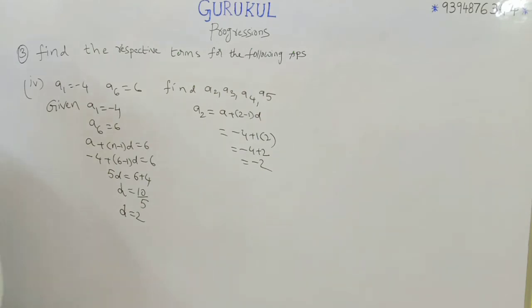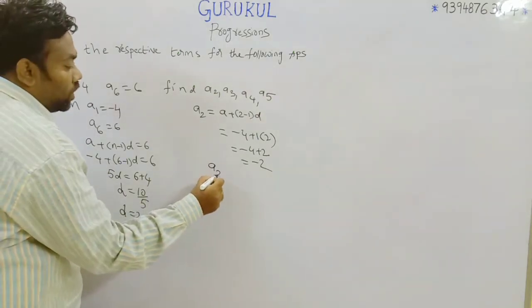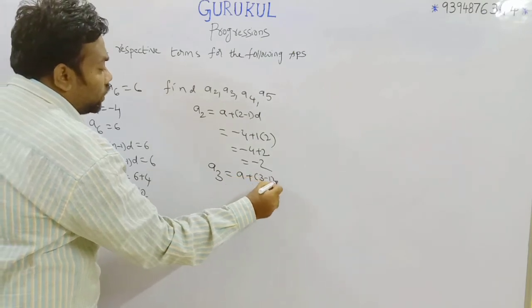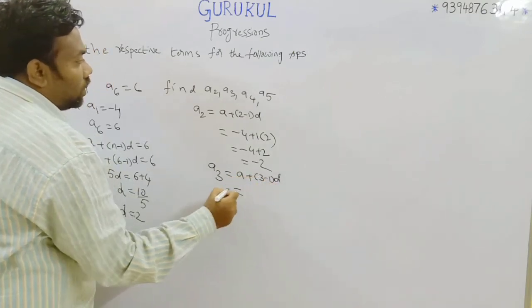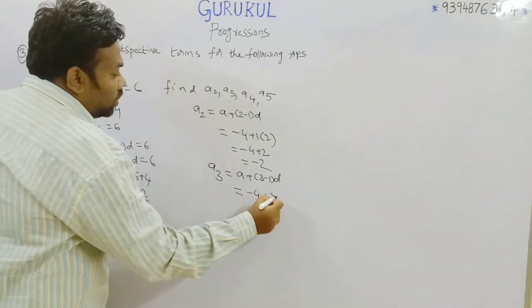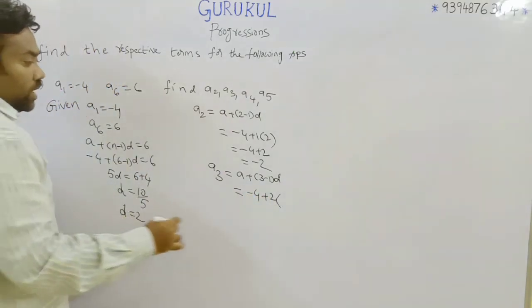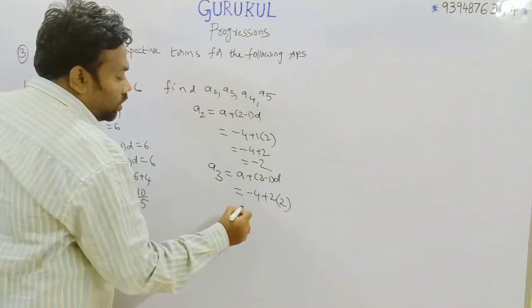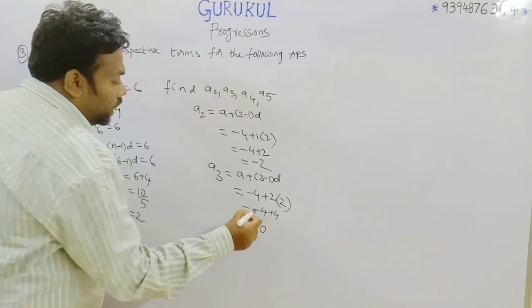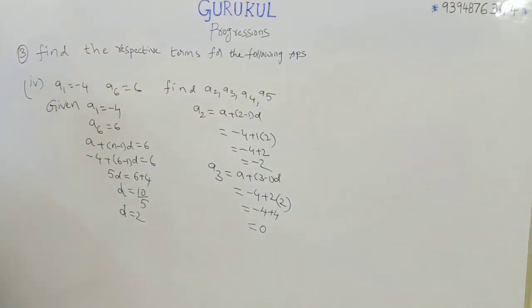And now a3. a3 equal to a plus 3 minus 1 into d. a value minus 4, 2 into d value 2. So minus 4 plus 4 equal to 0. This is the a3. Next a4.